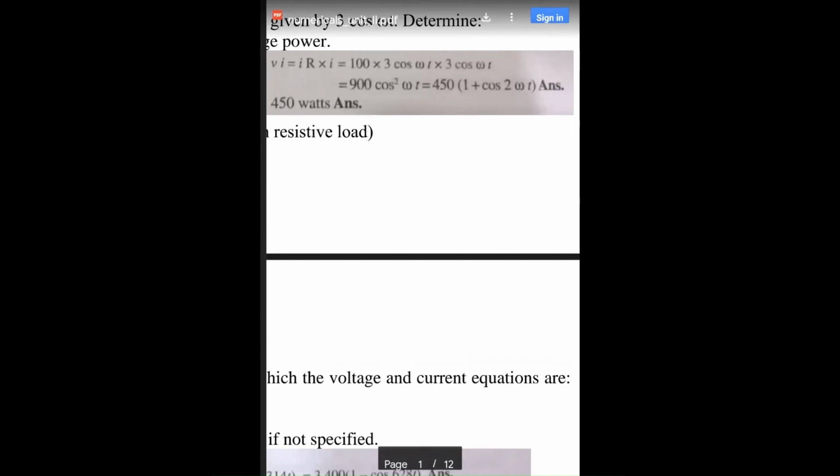Either we can write this, or we can use the formula of cos 2 theta. Cos 2 theta, you know, is 2 cos square theta minus 1. So we can apply that formula as well to get the result. This is the expression for the instantaneous power.